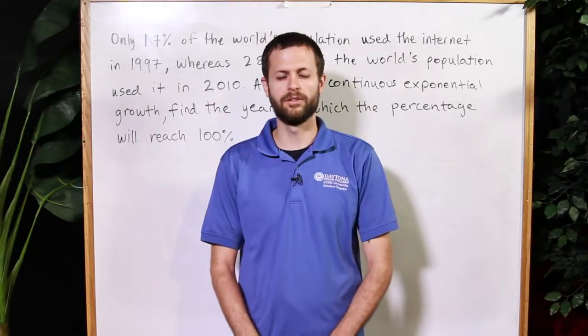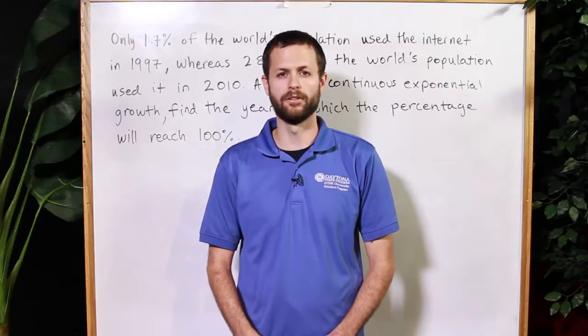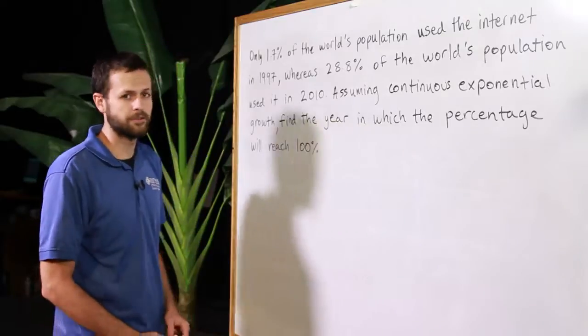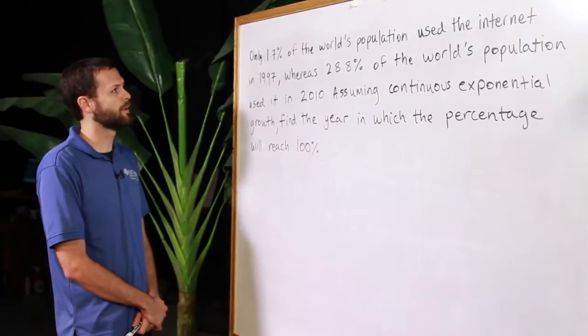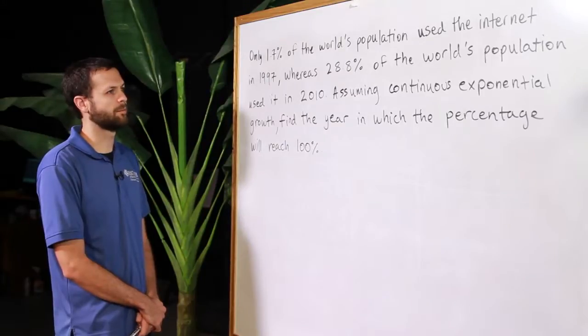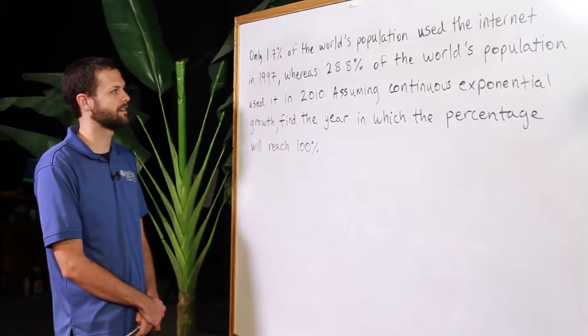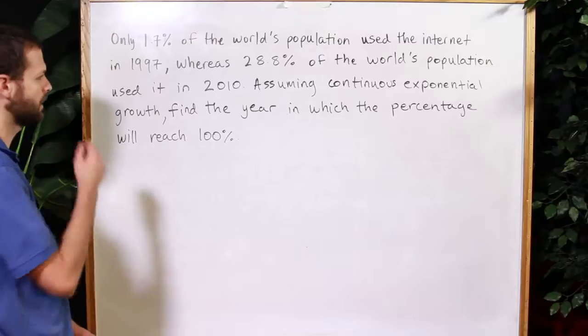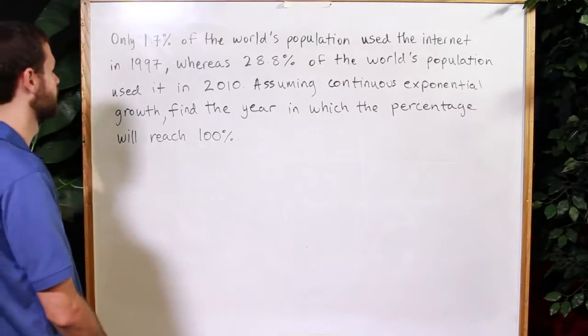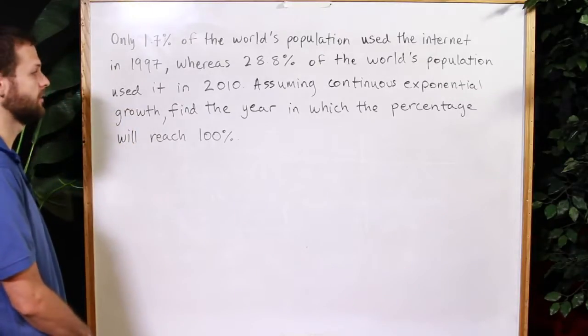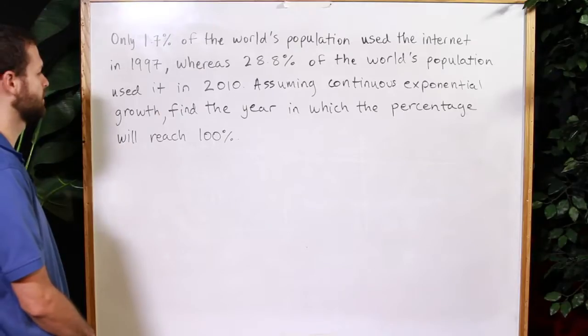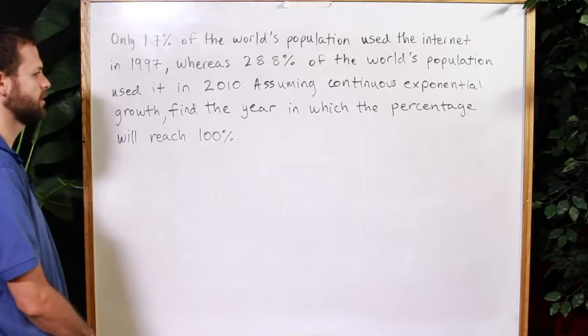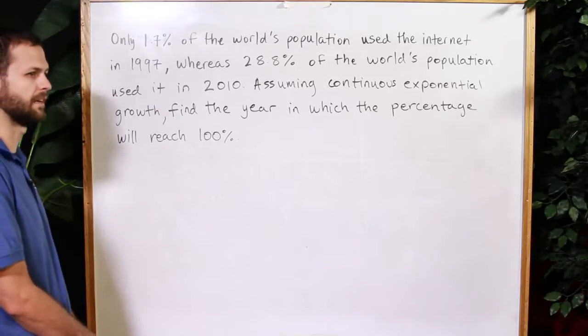In this problem, we're going to analyze an exponential growth model. Let's read this problem. Only 1.7% of the world's population used the internet in 1997, whereas 28.8% of the world's population used it in 2010. Assuming continuous exponential growth, find the year in which the percentage will reach 100%.